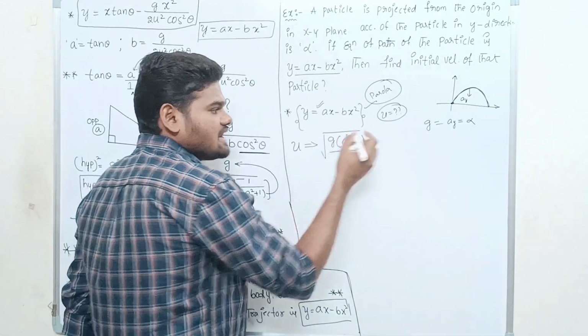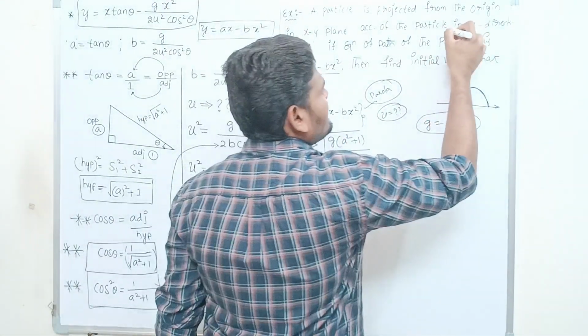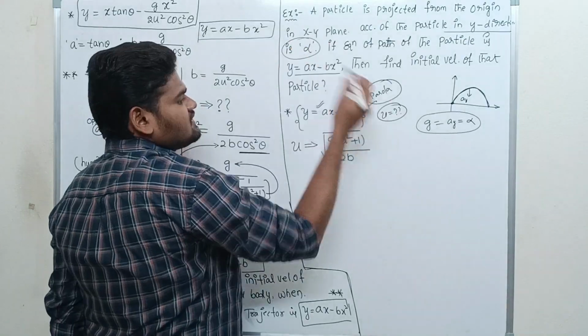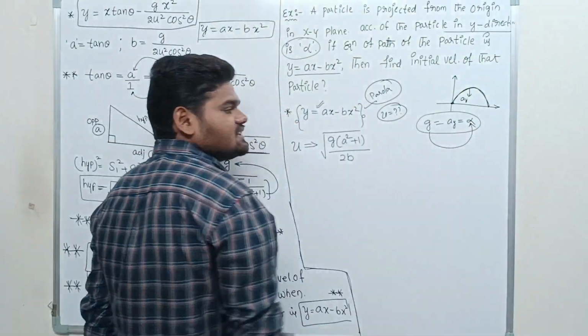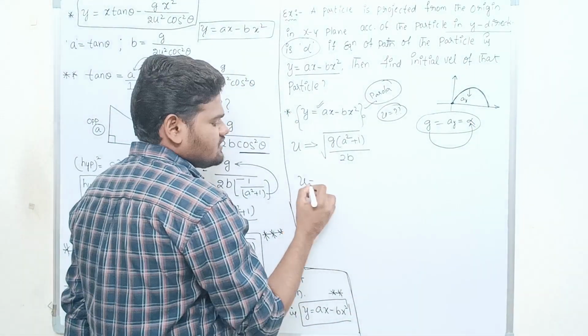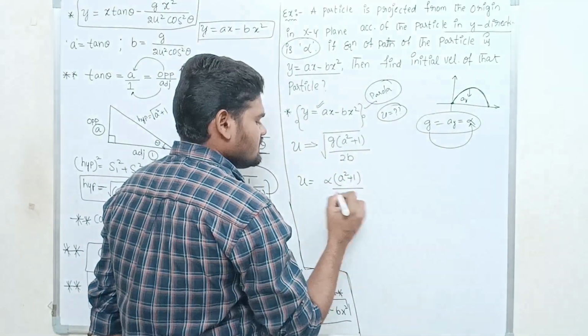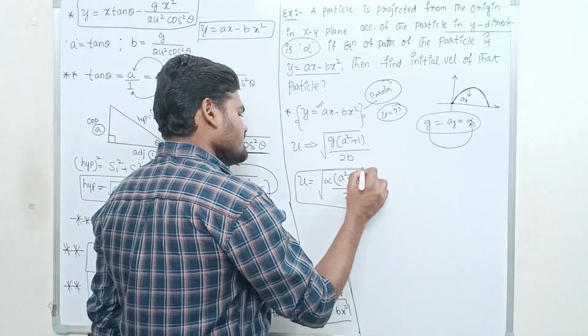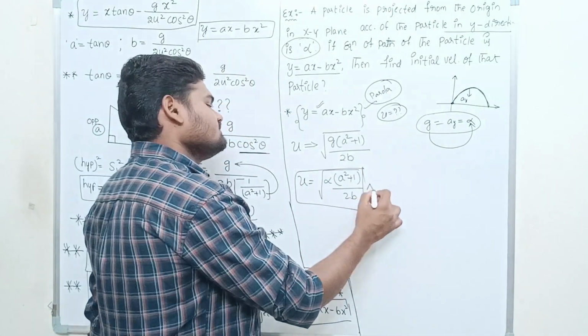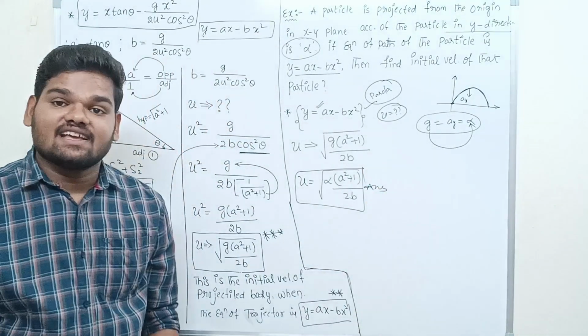They are given just the g value, the acceleration due to gravity along the y direction. How much? Alpha. So just substitute here. U is equal to square root of alpha into a square plus 1, divided by 2b. So this is the initial velocity of the object. This is the answer. Any difficulty?